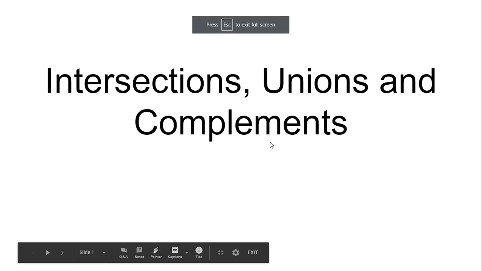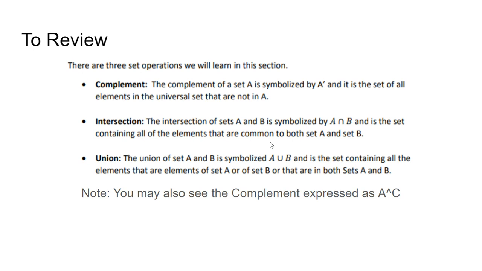Okay, we're going to be going over intersections, unions, and complements, but in a visual way. So just to review, we have complement, which is the set A prime, and that's all the things that are not in the set itself.